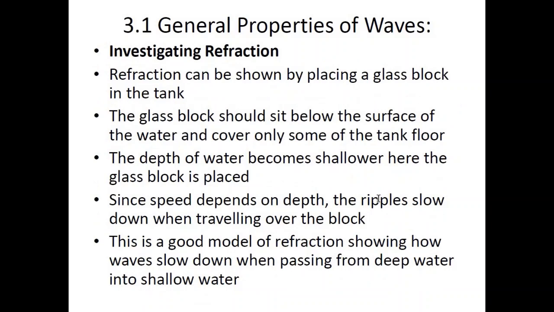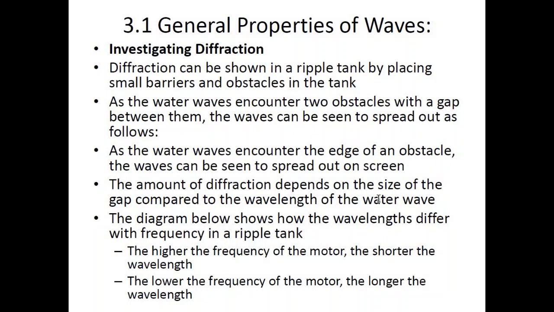This model of refraction shows how a wave slows down when passing from deep water into shallow water. You would simply place a glass block on the floor of the ripple tank to demonstrate it, and the results would be shown on the screen. Diffraction can be shown by placing small barriers and obstacles in the tank. As the water waves encounter two obstacles with a gap between them, the waves can be seen to spread out. As the water wave encounters the edge of an obstacle, the waves can be seen to spread out on screen. The amount of diffraction depends on the size of the gap compared to the wavelength of the water wave.